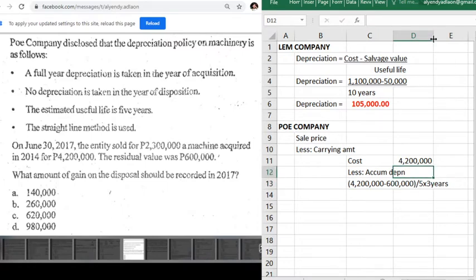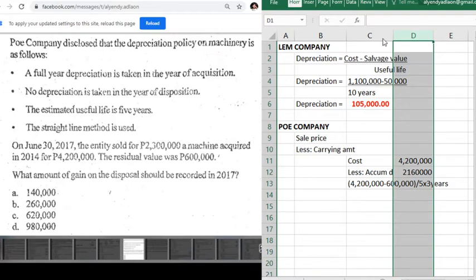Okay? So how much is the total amount of our depreciation? So to compute again, we have 4,200,000 minus the residual value of 600,000 divided by 5 years and then multiplied by 3 years. So our depreciation now is 2,160,000.